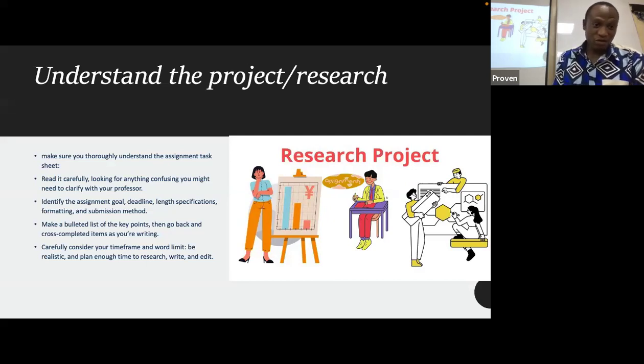And another thing is to look at the key points that you want to make within that research. These key points are going to be like your milestones. Okay, introduction, this is what I want to do. In the body, this is what I want to do. Then you go back to them again and again to ensure that you are moving along with what you intend to do. Then also, as I said, the time frame, that's like the deadline, and then the word limits.